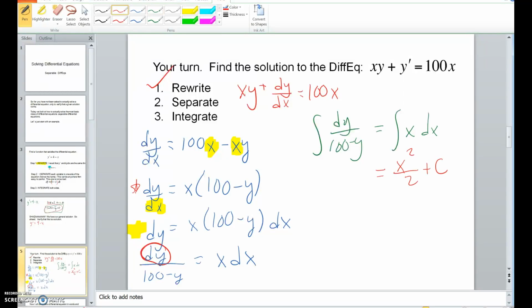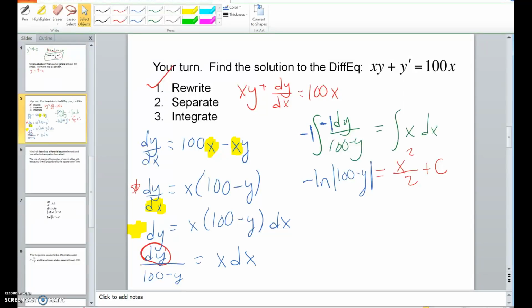Okay, so the right-hand side is obviously easier to integrate. That's the answer on the right-hand side. Let's go ahead and now figure out the left-hand side. So the left-hand side actually almost fits the natural log pattern. In the numerator, dy is almost the derivative of negative y. The only thing missing is a negative sign.